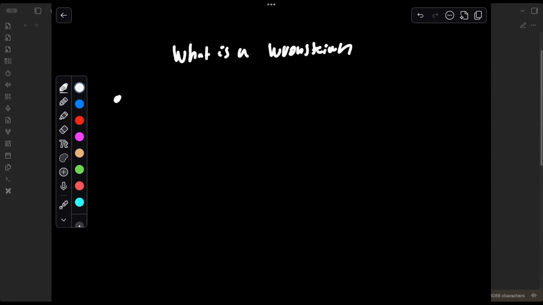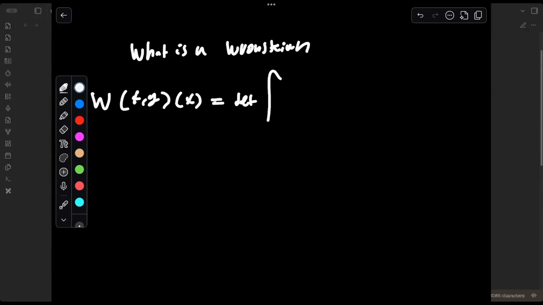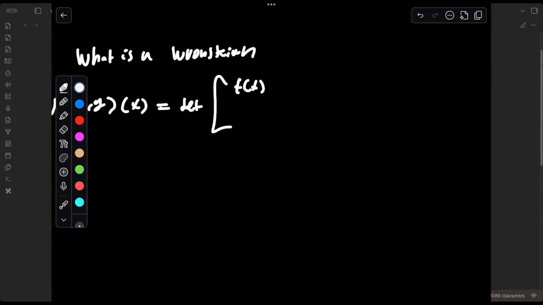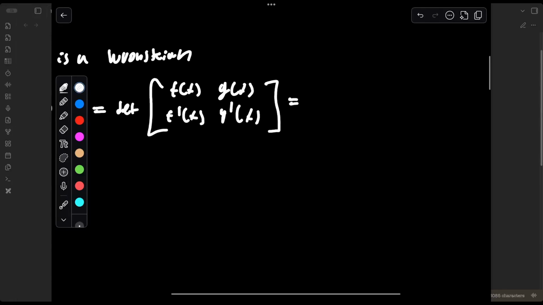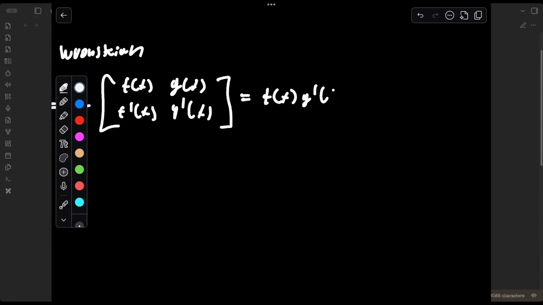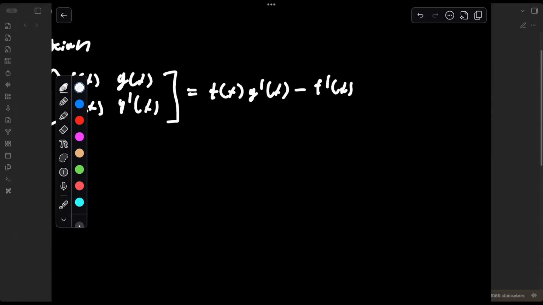The given formula is W(f, g)(x) equal to the determinant of a very simple matrix: f of x, then the first derivative f prime of x, and then g of x and g prime of x. That is equal to f(x)g'(x) minus f'(x)g(x).